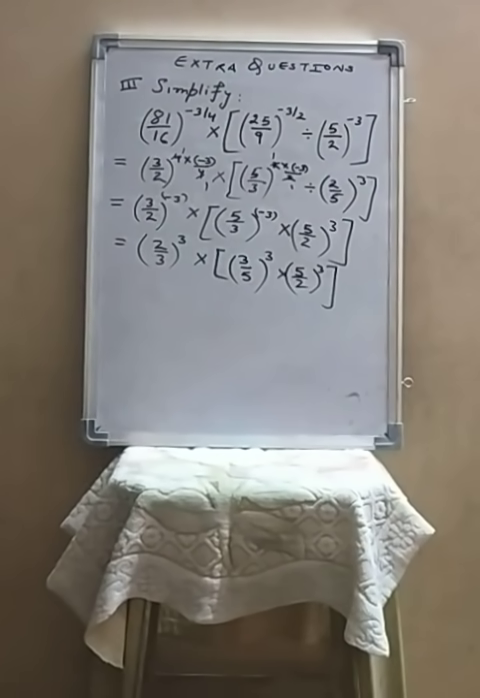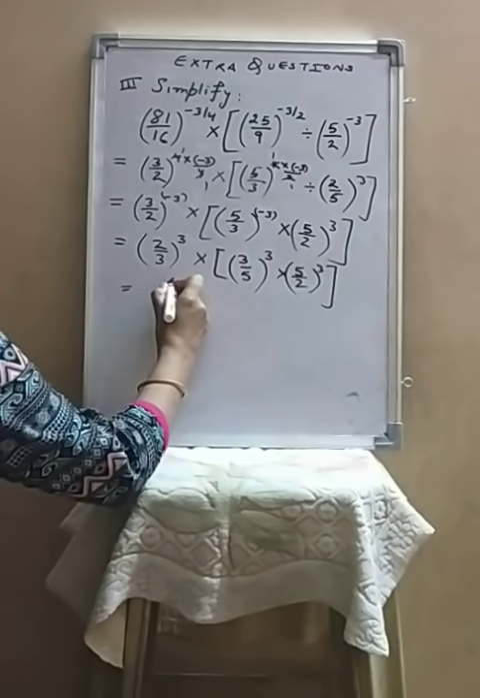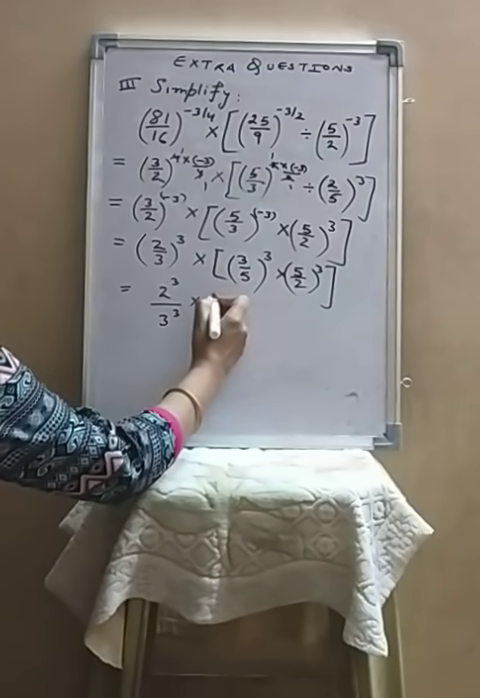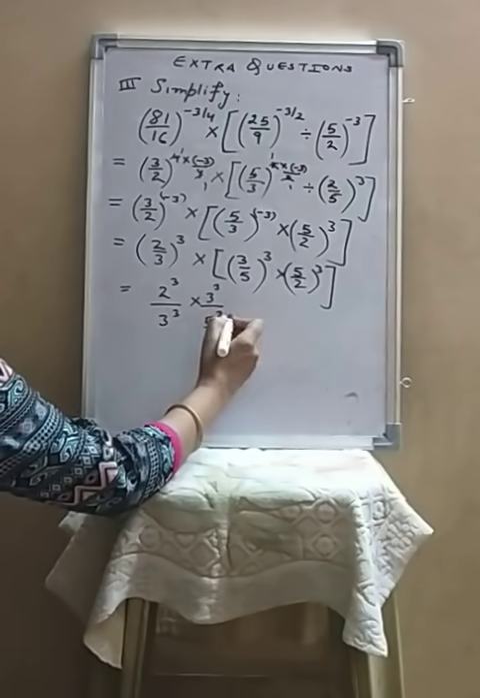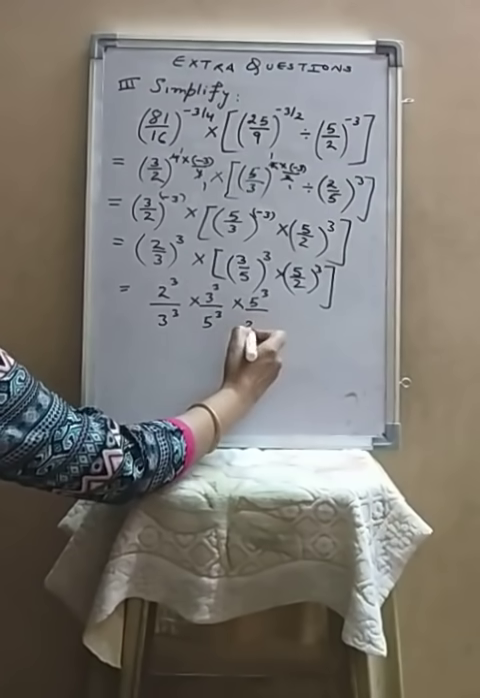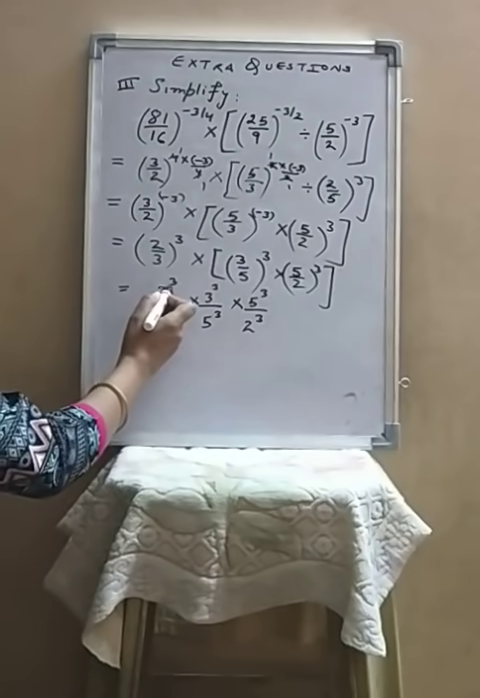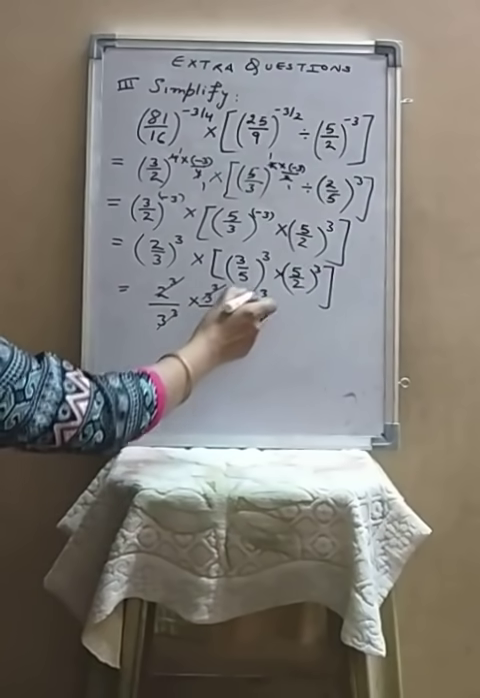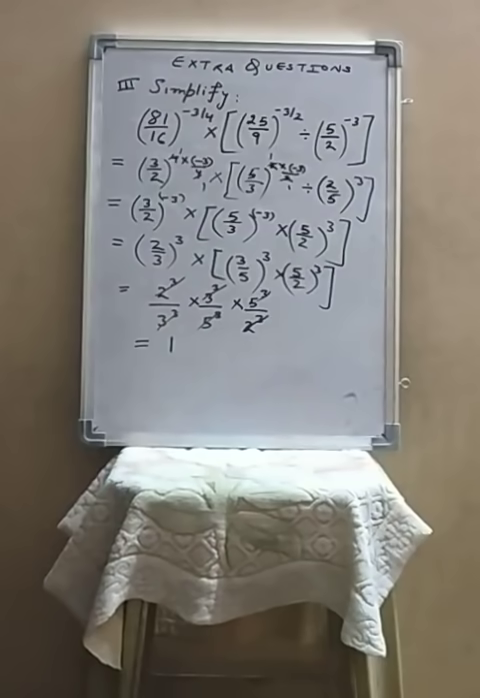Now let us open these big brackets, and you can see here this is 2 raised to power 3 divided by 3 raised to power 3. Similarly, here I have 3 raised to power 3 divided by 5 raised to the power 3. And the third one is 5 raised to power 3 divided by 2 raised to power 3. Now, as you can see that these are similar terms, so these can be cancelled. So all the terms are getting cancelled, and finally the answer is 1.